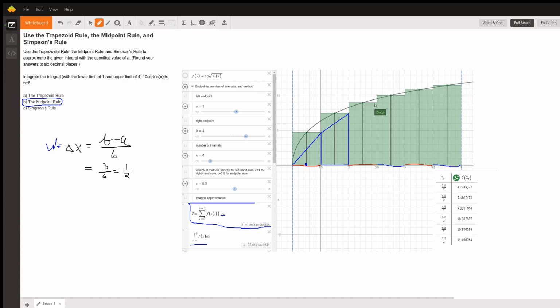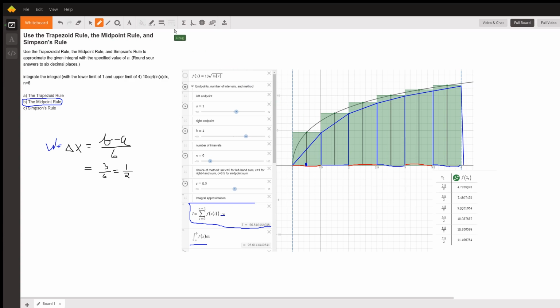First interval is just a triangle. So there's the second trapezoid. There's the third trapezoid. The fourth trapezoid. And finally the fifth trapezoid. And remember, the formula for the area of a trapezoid is the area equals 1/2 the height times the sum of the 2 bases, or the height times the average of the 2 bases.